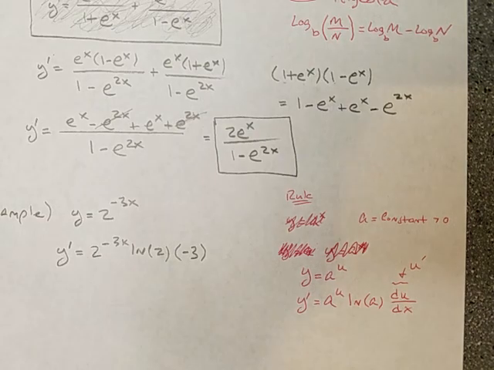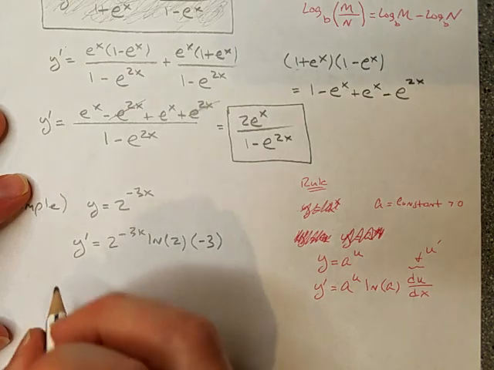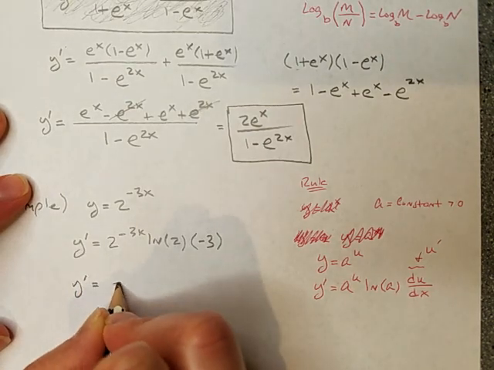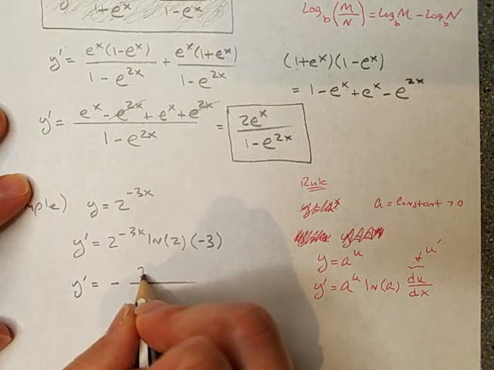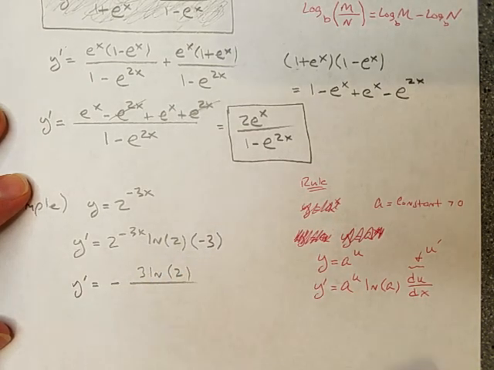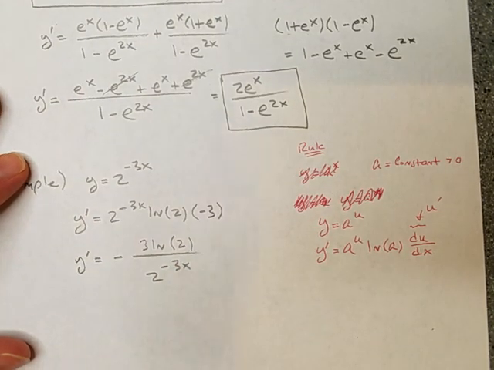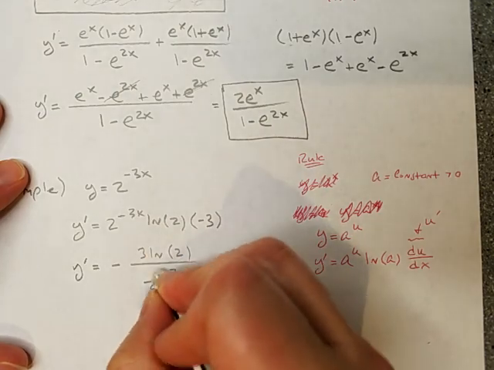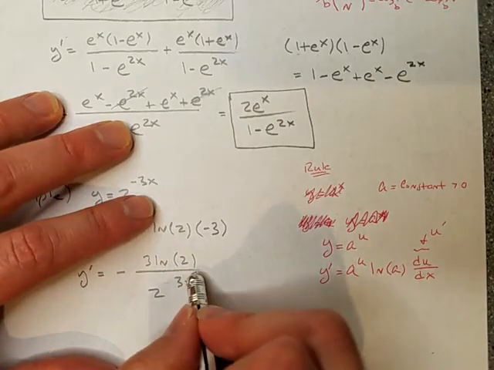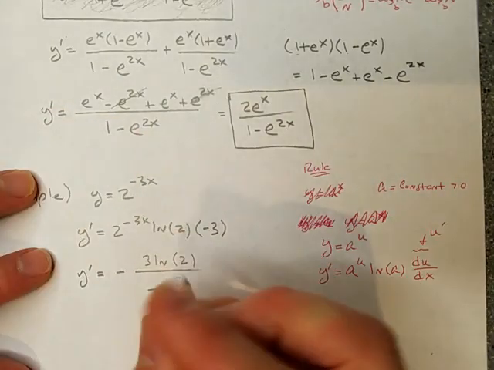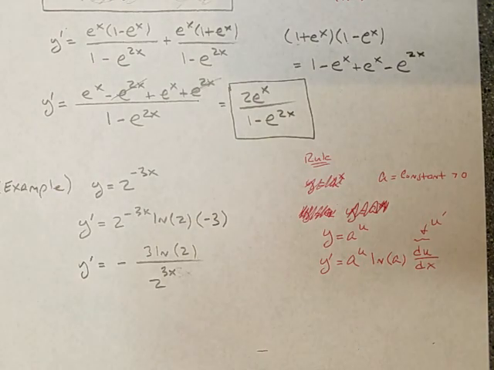Okay, so say we got that. Here's the simplifying that we can do. y prime is negative, and I have a 3 natural log 2. And then down here I get 2 to the 3x. I'm sorry, 2 to the negative 3x. Say I move that because its exponent is negative, and I put it down here. So we can do that. We've worked with exponents that way before.